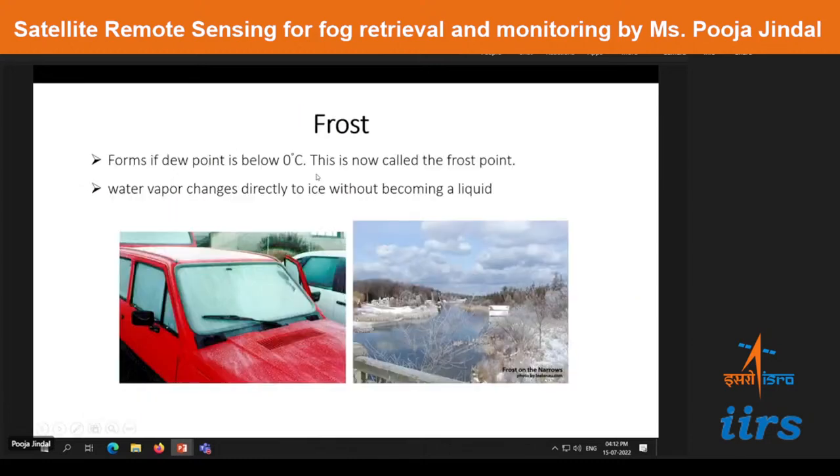Then coming to the frost. Frost is formed if the dew point is below 0 degrees Celsius. This is then called the frost point, right? In this case, water vapor directly changes to ice. This kind of phenomenon usually occurs in higher latitude regions. It does not occur in our tropical region.